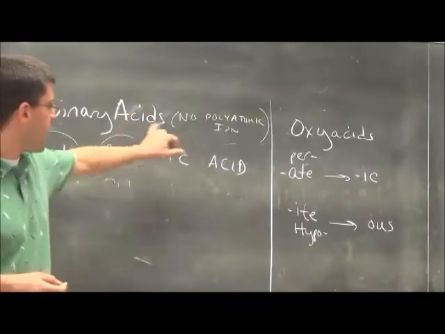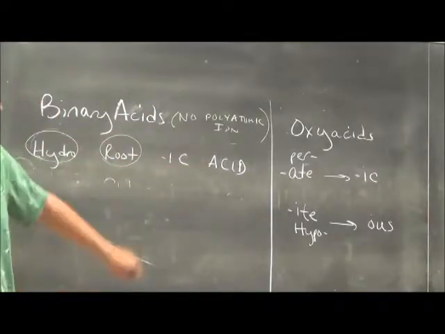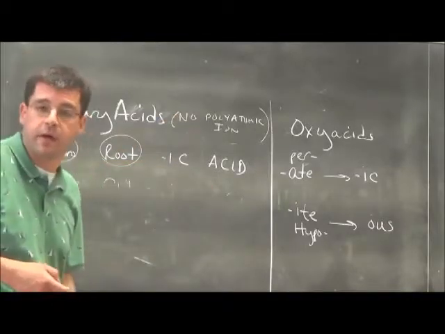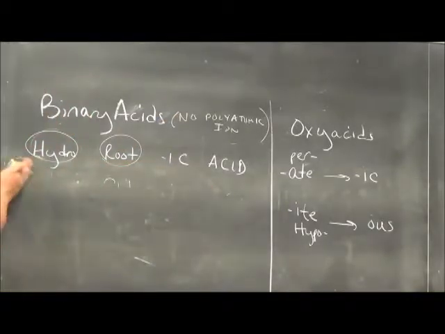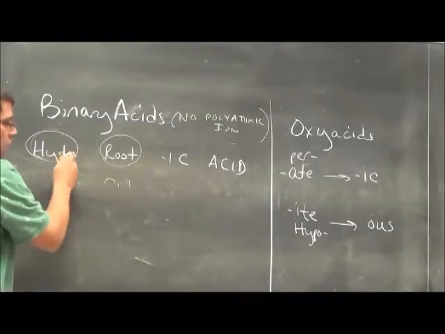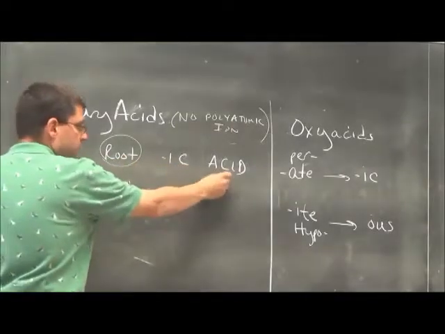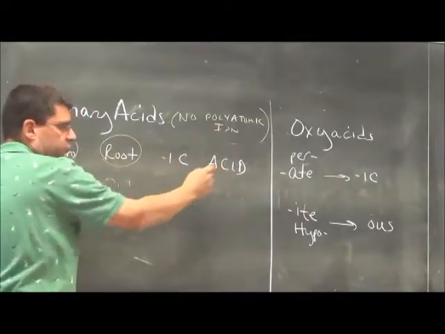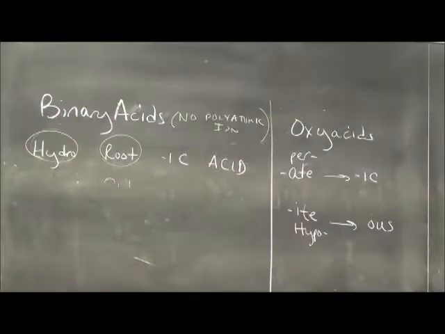We have two types of acids, binary and oxy acids. Binary does not have a polyatomic ion. And the format of every name for this is hydro, root word, ic, acid. Hydro, root, ic, acid. Well, let's see what that means. Take a look at the instruction right here. I have it right here. It consists of two elements.